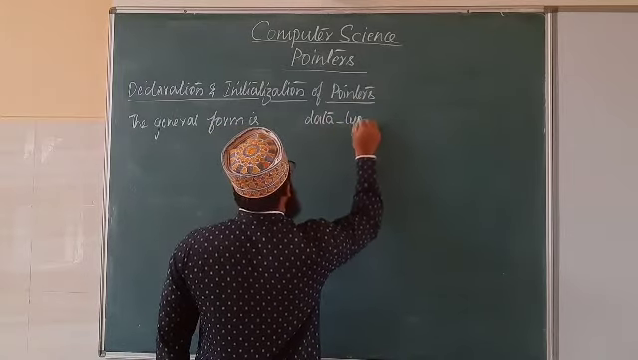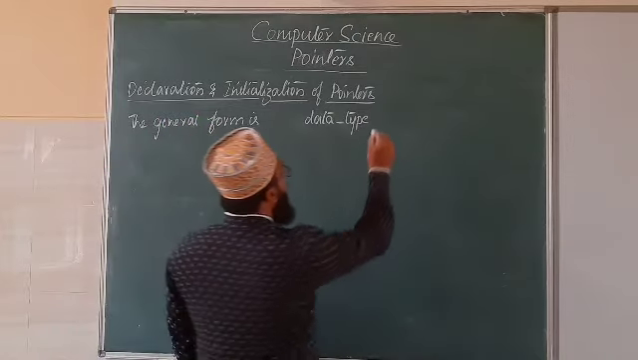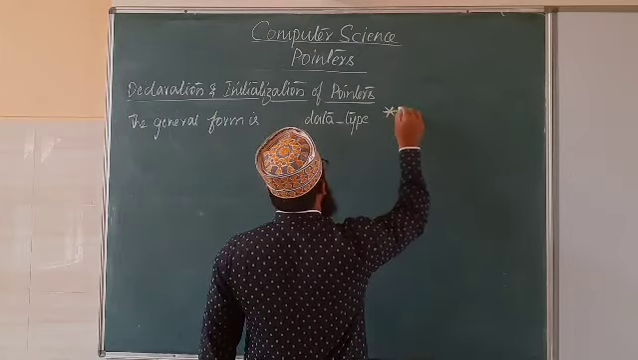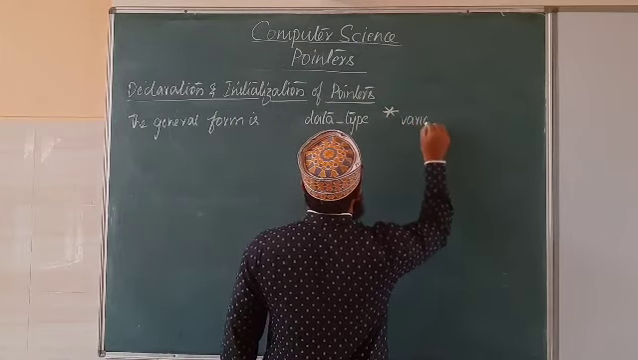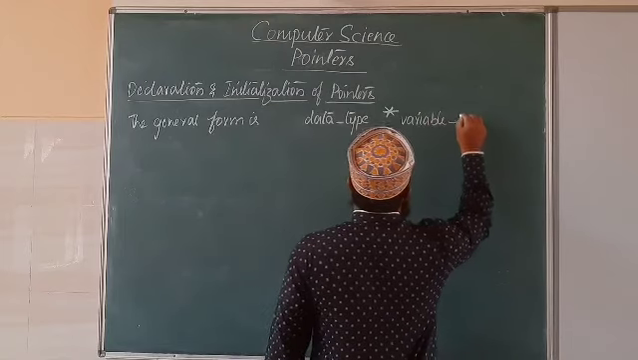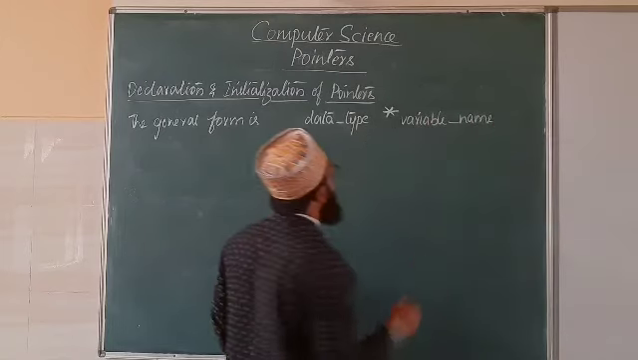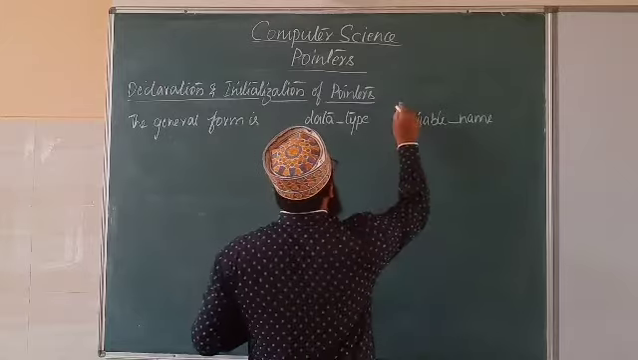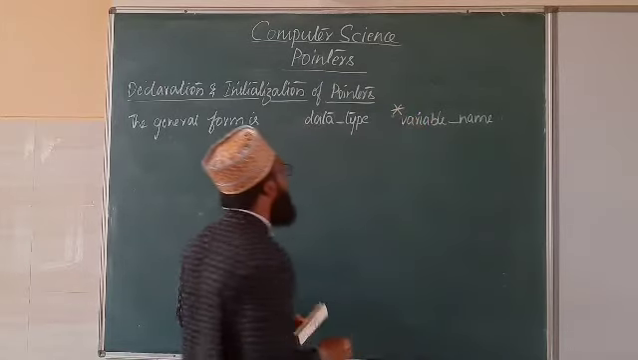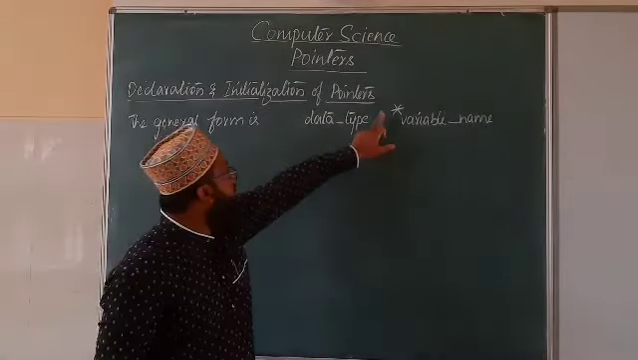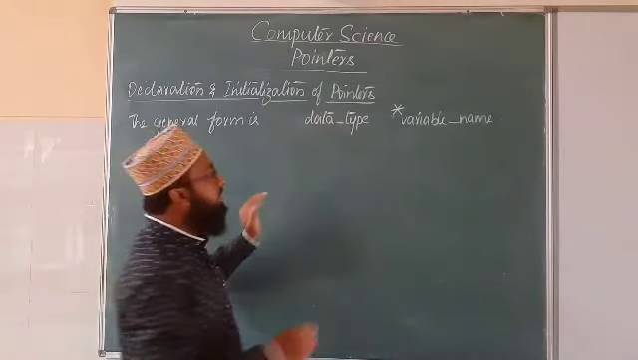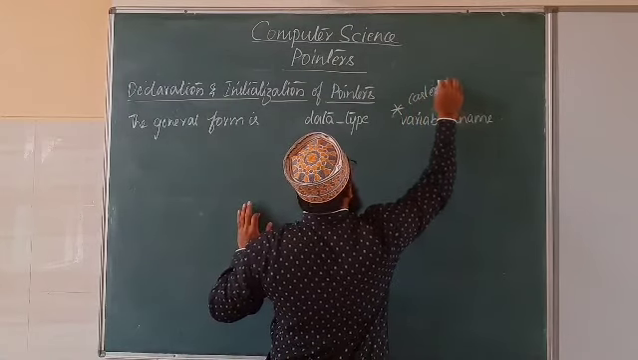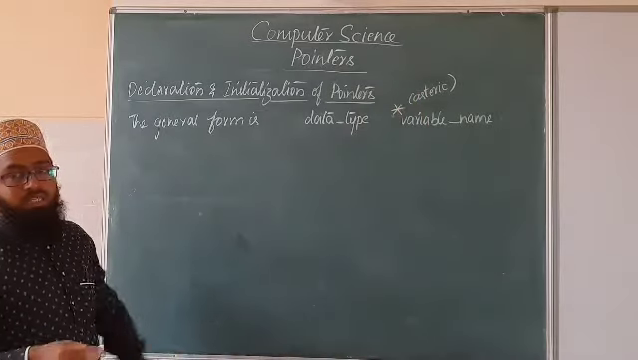Data type. After that, put an asterisk mark. Asterisk, then variable name. See here, no space is there. You don't get confused. Space should not be given here. After the data type you can use a space, then asterisk, then variable. This should not be called a star. This is called an asterisk. Don't call this a star, call this an asterisk.